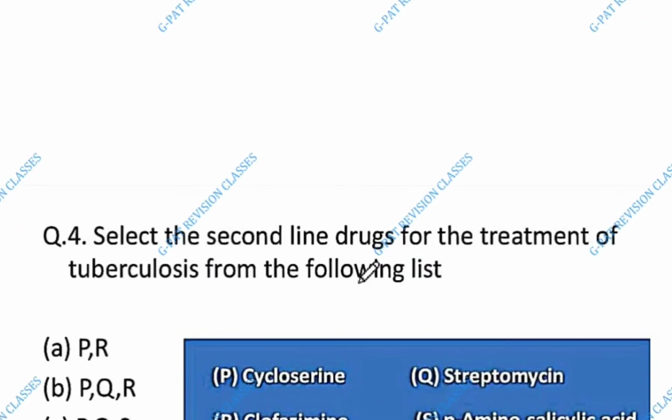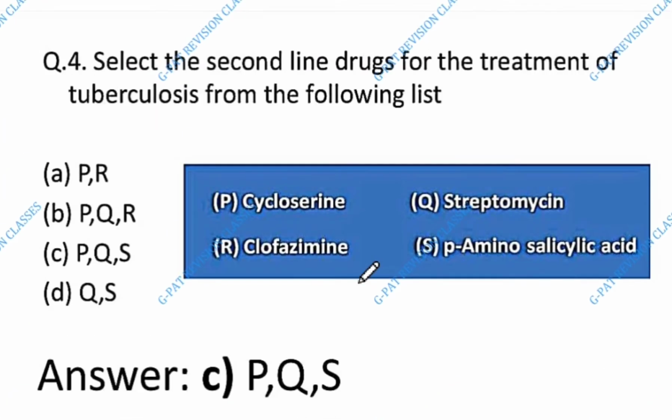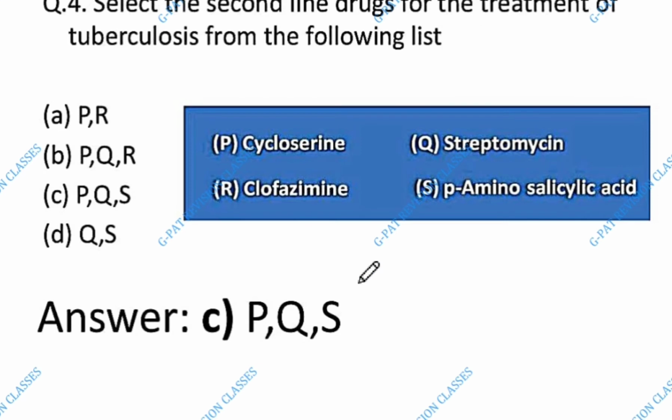Next is question number 4. Select the second line drug for the treatment of tuberculosis from the following list. The answer is C, EQS. E is cycloserine, Q is Streptomycin, and S is para-aminosalicylic acid.